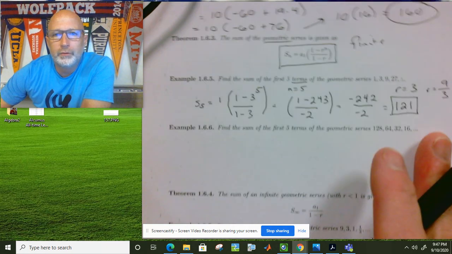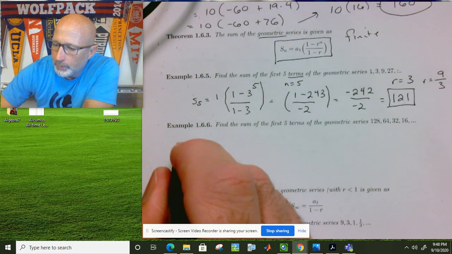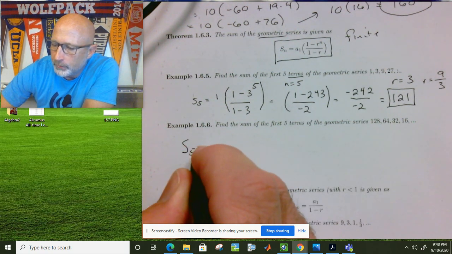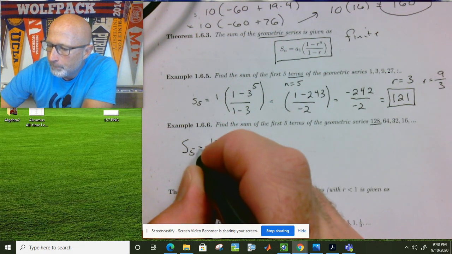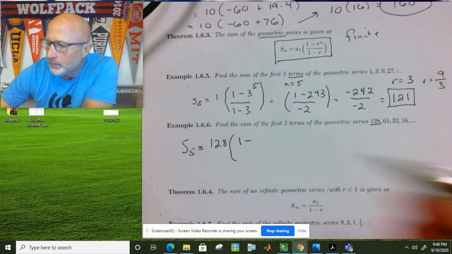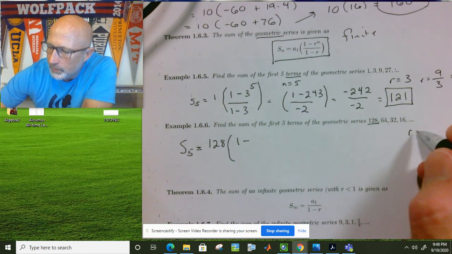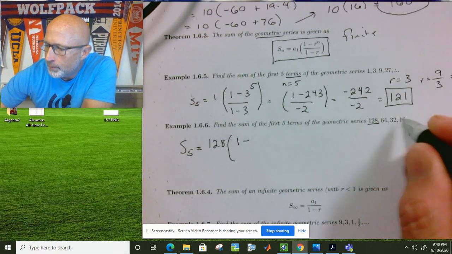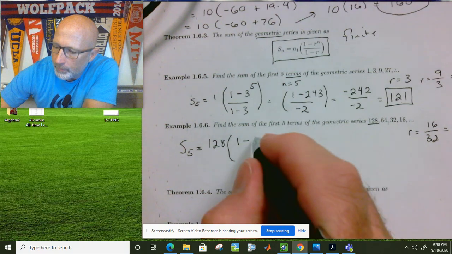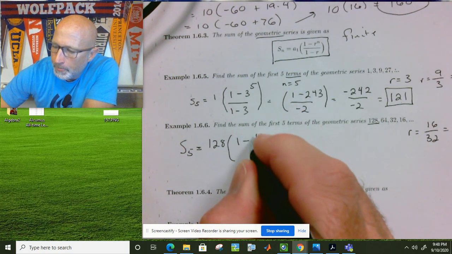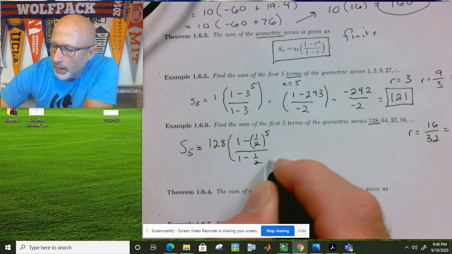Okay, find the sum of the first 5 terms of this geometric series. So same thing, the sum of the first 5 is equal to a1. a1 is 128 times 1 minus the common ratio. Now, what in the world is the common ratio? Okay, once again, take any term in there, divided by the one that comes prior. So that turns out to be 1/2. So the common ratio is 1/2. So 1/2 to the power of 5 over 1 minus 1/2.